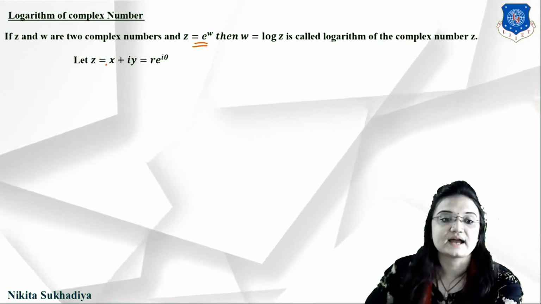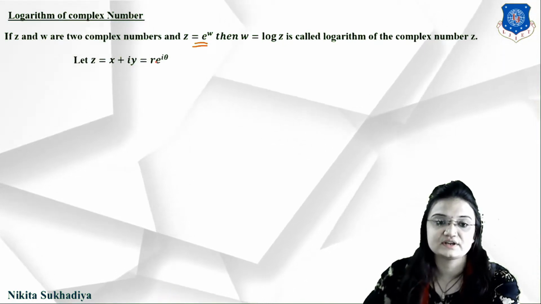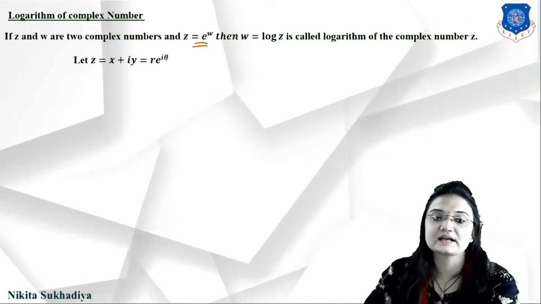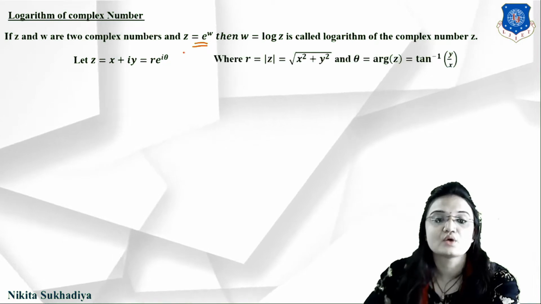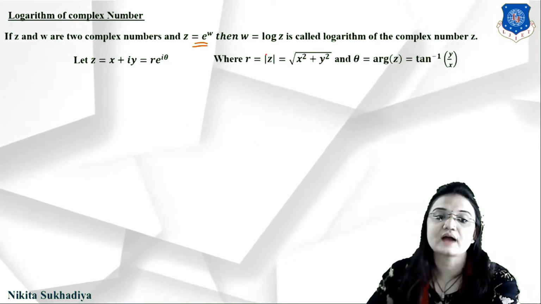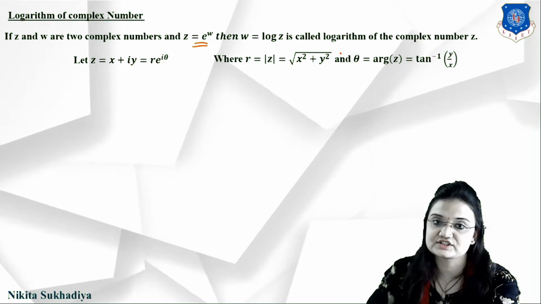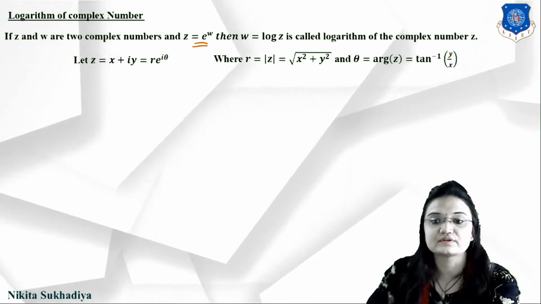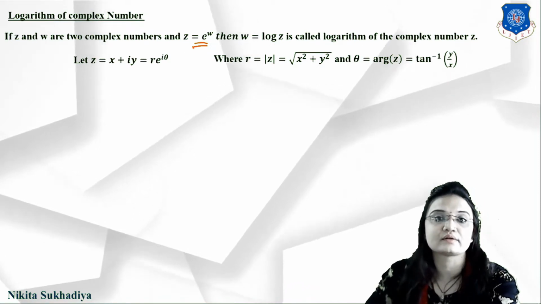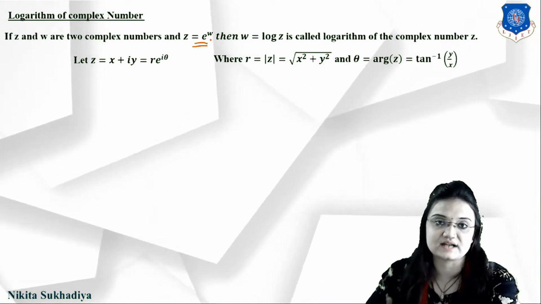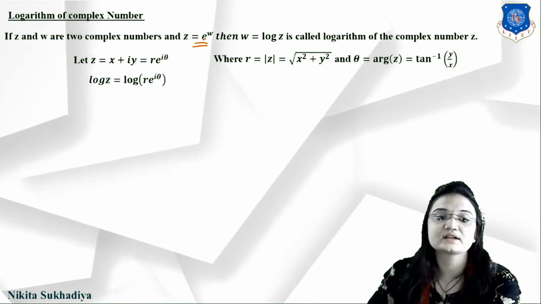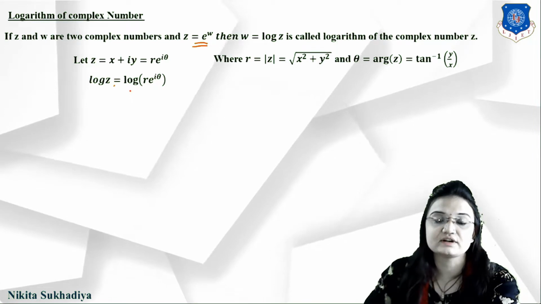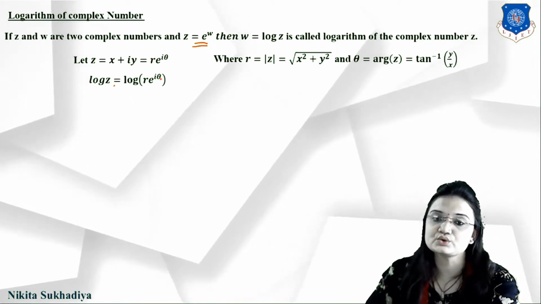Let z is equal to x plus iy, and in exponential form we can write it like this: r e raised to i theta, where modulus of z or r is equal to under root of x square plus y square, and theta, that is argument of z, is equal to tan inverse y by x, which we have already studied in our previous lecture. Now by taking logarithm at both sides, logarithm of z is equal to logarithm of r e raised to i theta.